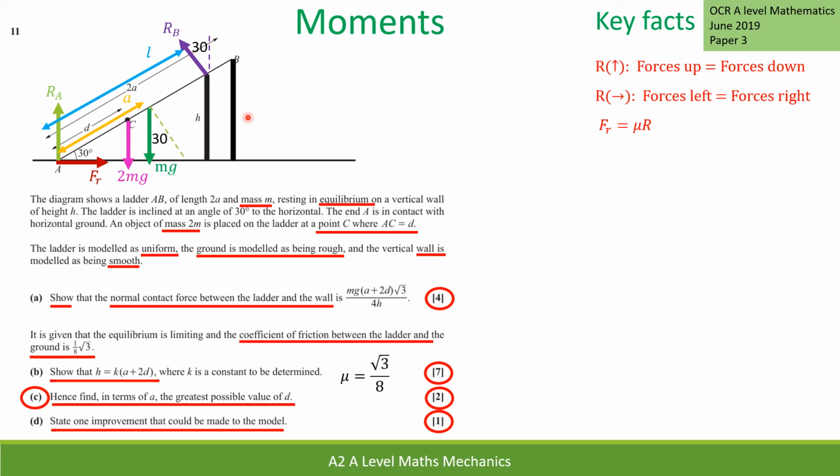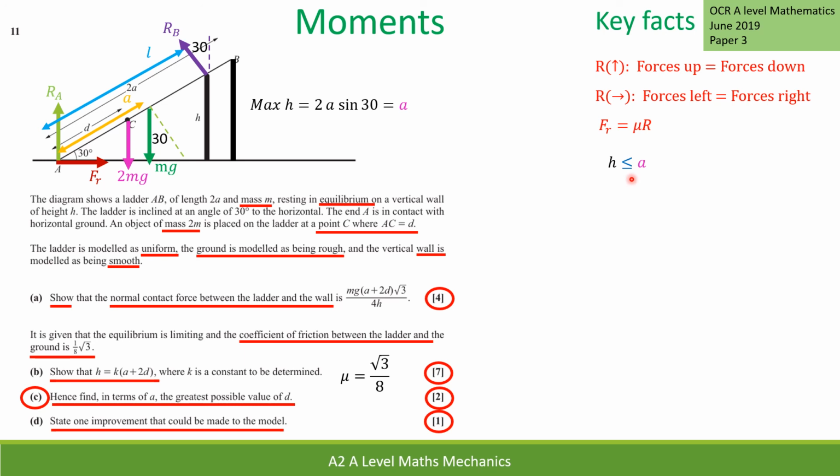Now for my maximum value of h, I can just use normal trigonometry. I know this total distance along here is 2a. This angle here is 30. So working out this height here is just going to be 2a times sine 30. Sine 30 is going to be a half. A half times 2 is just going to be a. So my maximum height cannot be anything more than a. That means I've got an inequality where h is less than or equal to a.